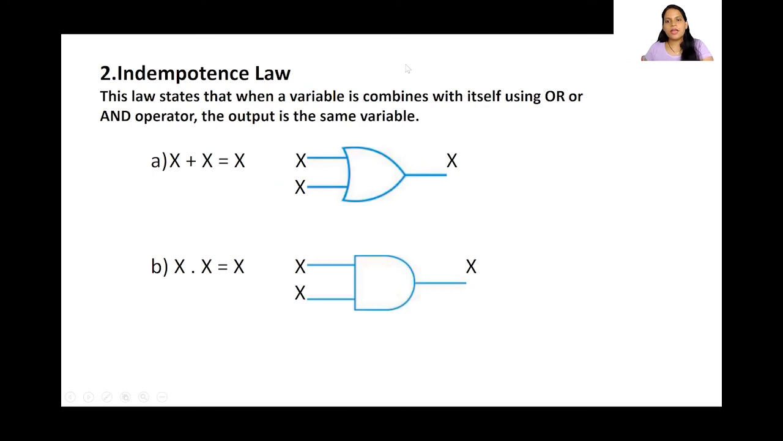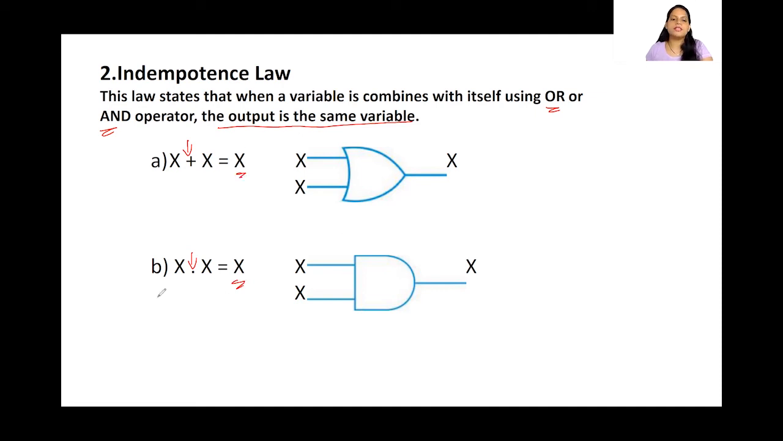So next we have the idempotence law. Now what does this mean? This law states that when a variable combines with itself using OR or AND operator, the output is the same variable. So what is the meaning of that? Whenever a variable is combined with itself. Combining with itself means, see here x is there, x is there. We are taking the same variable using OR and AND operator. So here we have used OR operator, here we have used AND operator. The output is the same variable.